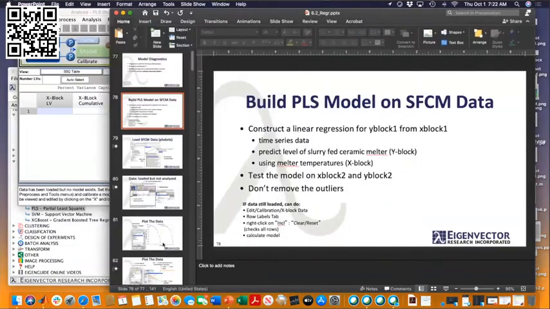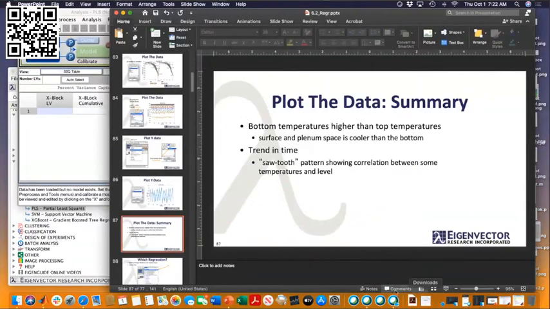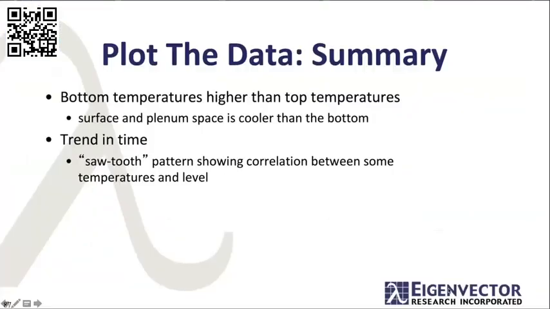So let me get to the summary. The bottom temperatures were higher than the top temperatures. We saw that from the original data. And the surface in plenum space is cooler than the bottom. And we saw our sawtooth pattern, and we're trying to identify, is there some signal that might allow us to get a model, get our regression model X versus Y.